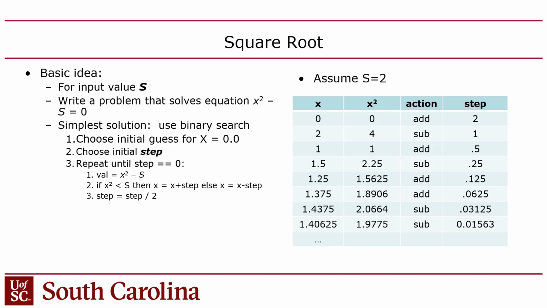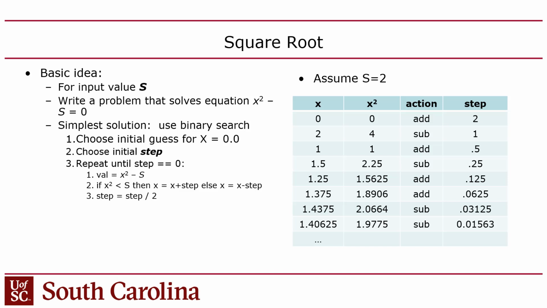I square 1, it's 1, too low. So I add, but this time I'm adding 0.5, so I'm at 1.5, right? Now keep in mind that the square root of 2 is like 1.4, so you can see how I'm getting closer. I started out at 0, and now I'm starting to converge in on the answer to the square root of 2. 1.5 squared is 2.25, a little too high. So I subtract, this time 0.25.